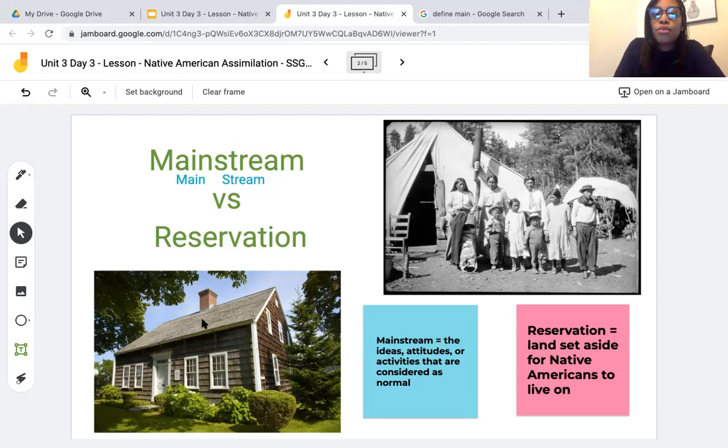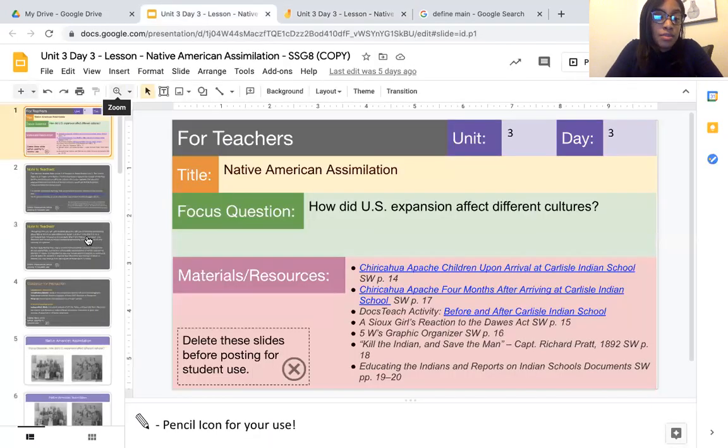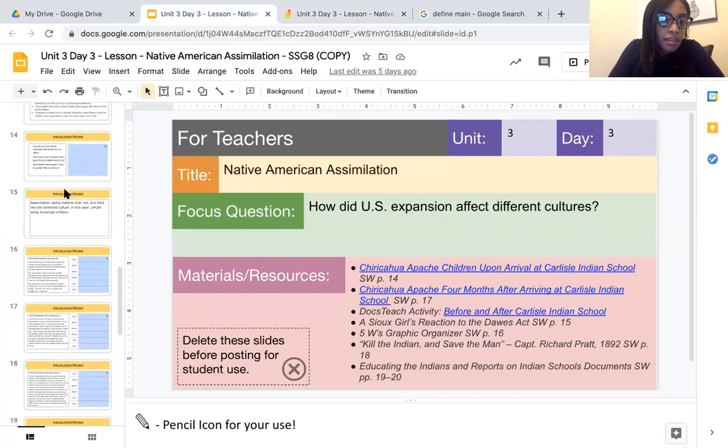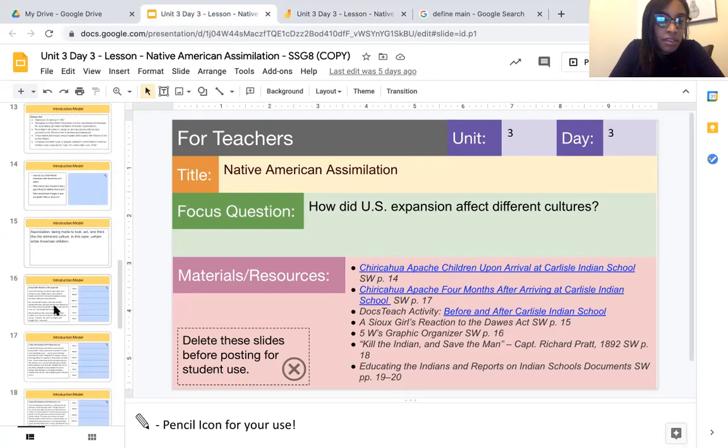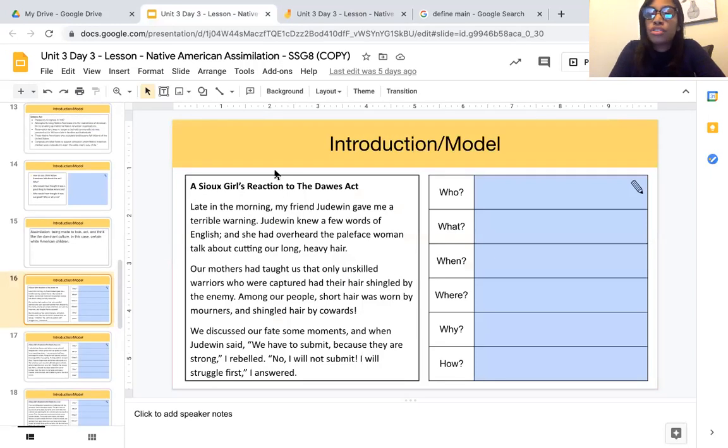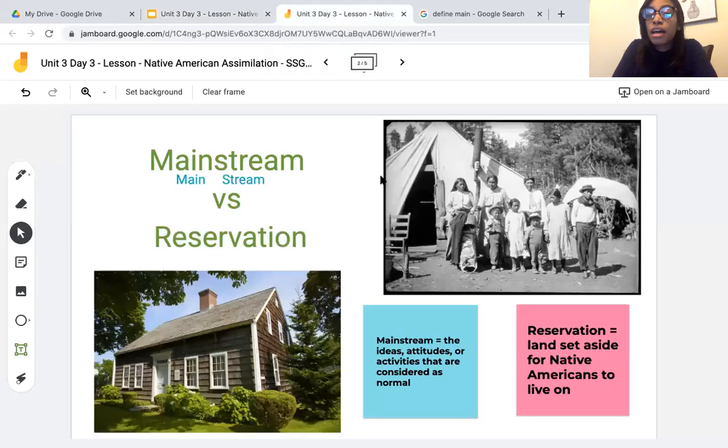So in this case, what would be considered mainstream, or what do you consider mainstream? And you encourage the students to use their home language, connect to the text. They could connect to the text from the lesson. What is mainstream, what is not mainstream? In the first text, the reaction to the Dawes Act, this perspective talks about hair. So what's mainstream and what's not mainstream? The type of hair, we can talk about that.